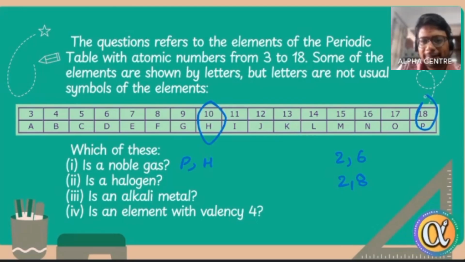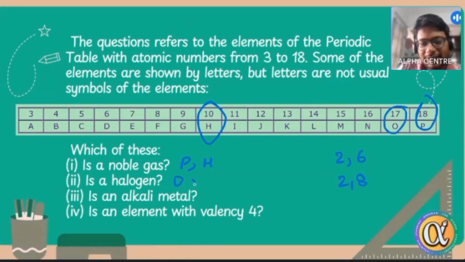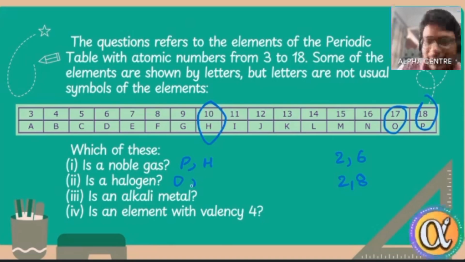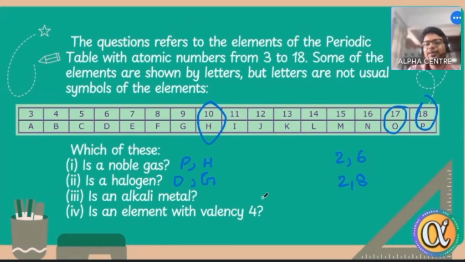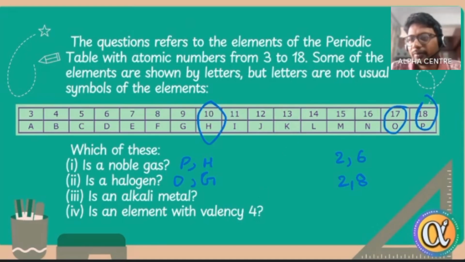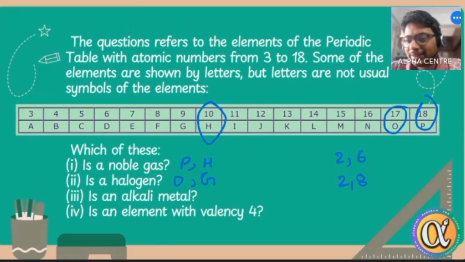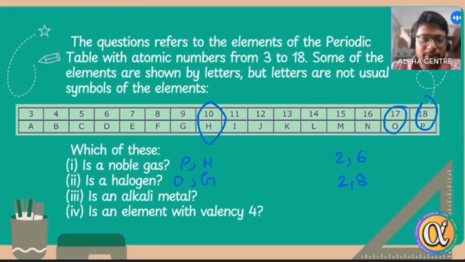Now the halogens: 17, 11, and 9. 17 is okay, which means O. Then 9, which is G, is okay. Sorry, 11 is sodium technically, so that's not okay. Do we have any more? I think that's it. Okay, fine.